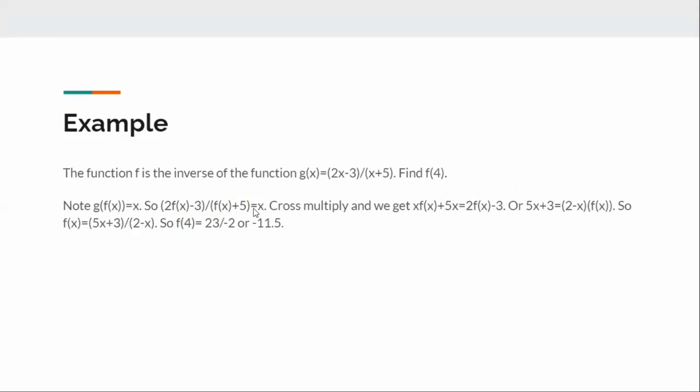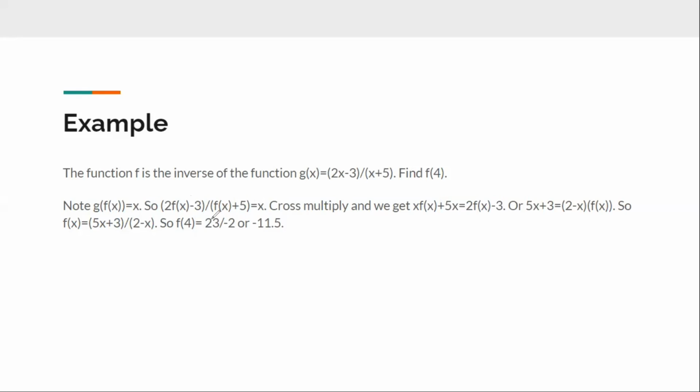So here's an example using inverse functions. The function f is the inverse of the function g of x is equal to 2x minus 3 over x plus 5. Find f of 4. First you want to find what exactly f of x is. Since it's an inverse, you can say g of f of x is equal to x. We saw this previously. Since g of x is equal to 2x minus 3 over x plus 5, you can also write this as 2 times f of x minus 3 divided by f of x plus 5 is equal to x.